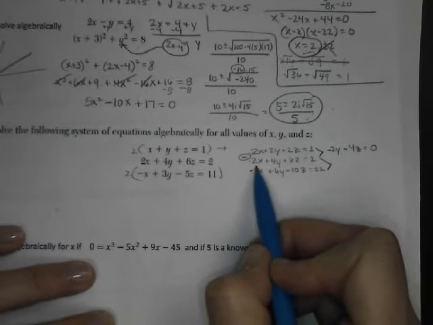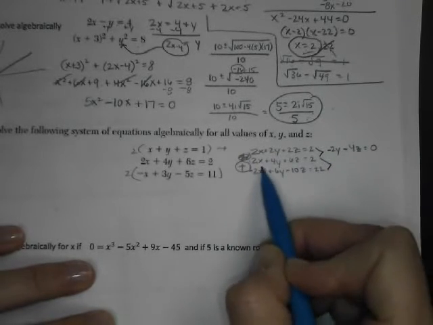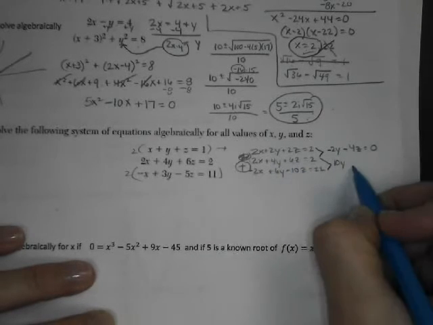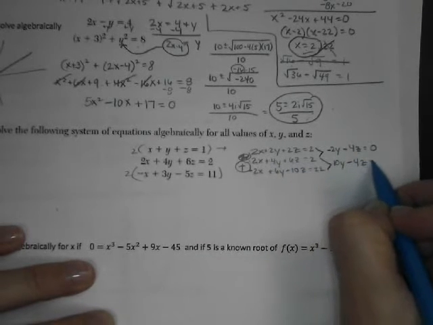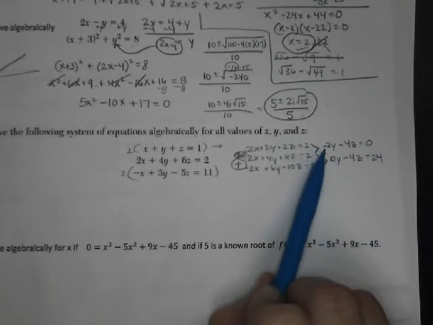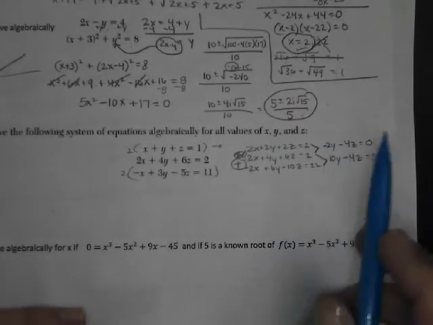Second round of elimination on the second two with the two x's. They're opposite signs, so I add. 4y plus 6y is 10y. 6 plus negative 10 is negative 4z. 2 plus 22, 24. And then my third round of elimination is deciding what's easier to eliminate, the y's or the z's. Well, it's definitely the z's because they already have the same number.